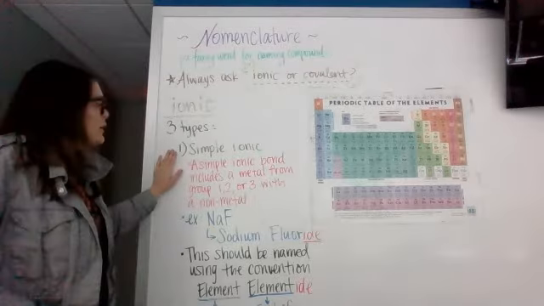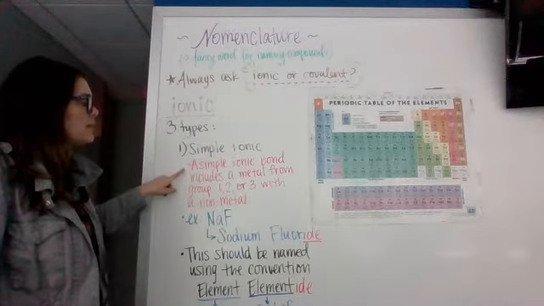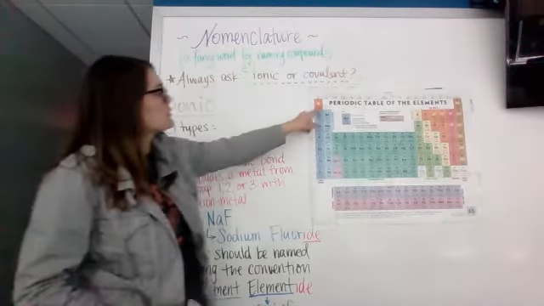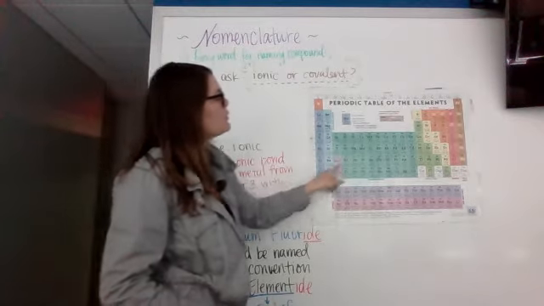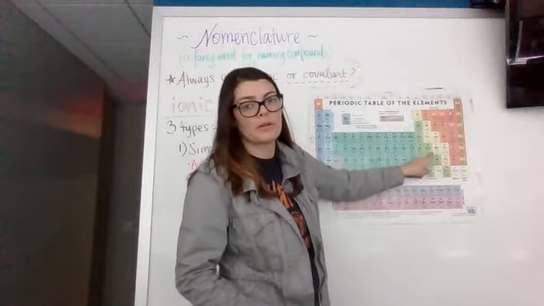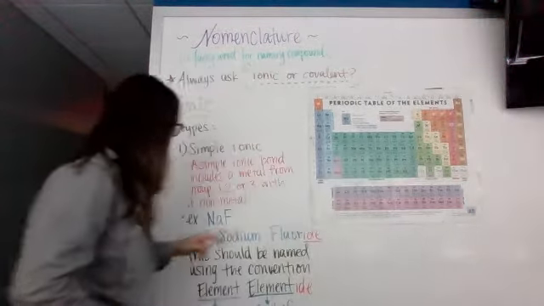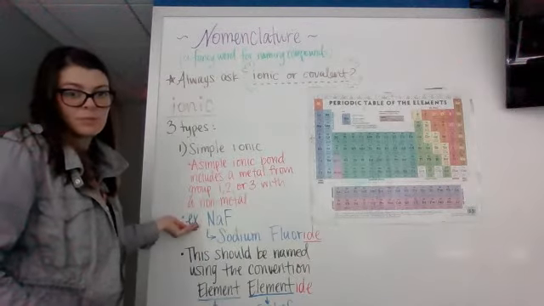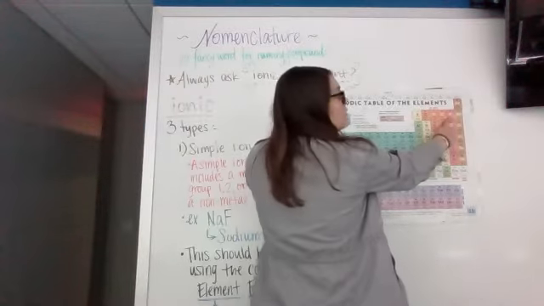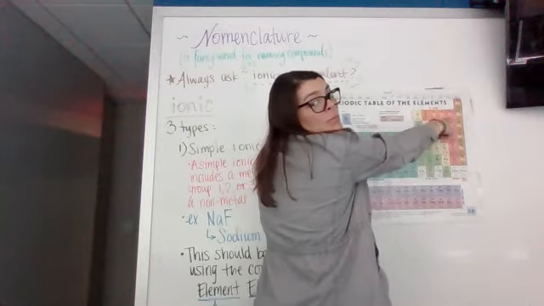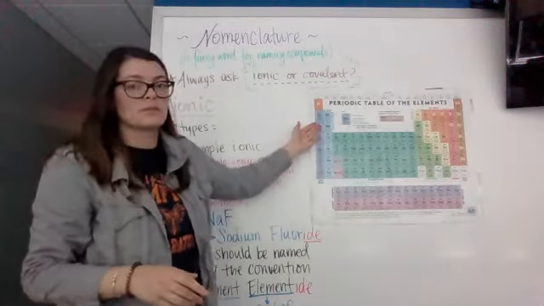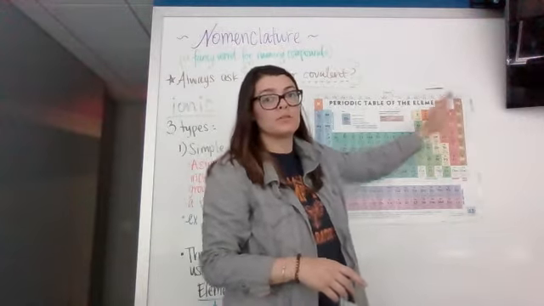A simple ionic compound includes a metal from groups 1, 2, or 3, with a nonmetal. This is group 1, this is group 2, this is group 3. You might occasionally see another one of these, but that's fairly rare. An example of this would be NaF. We have Na right here, F over here, so we have sodium and fluorine, a group 1 metal with a nonmetal.